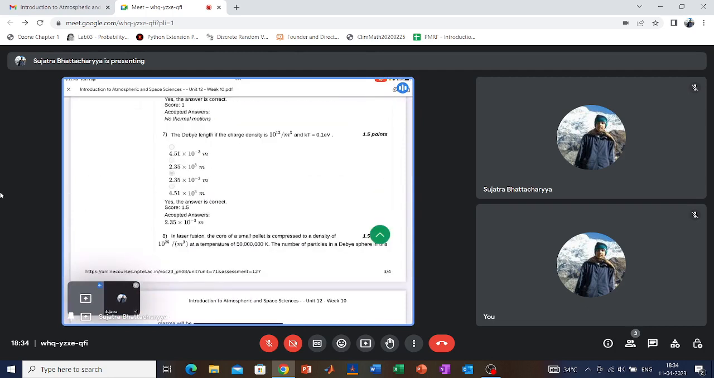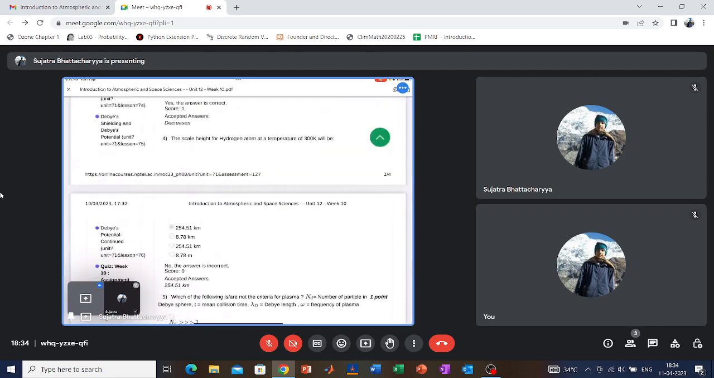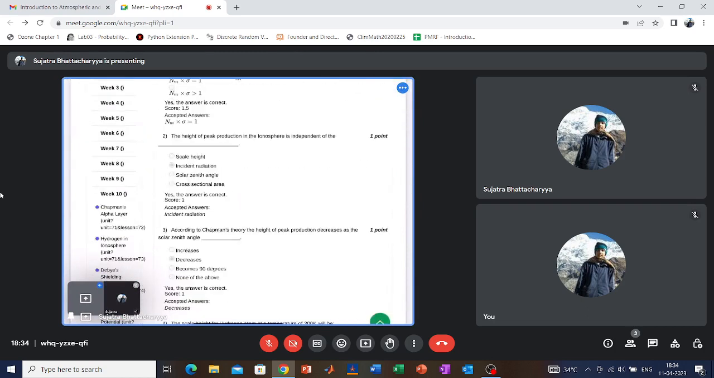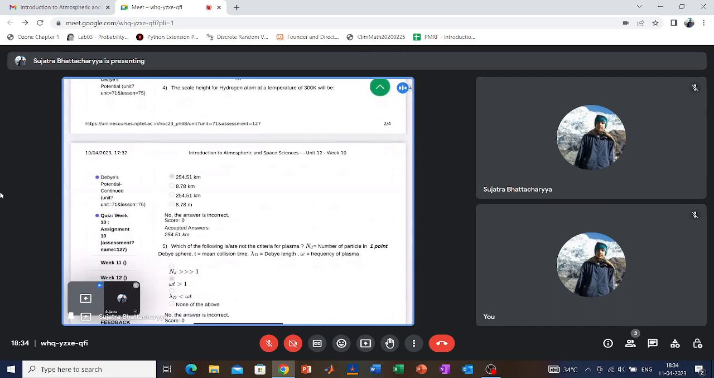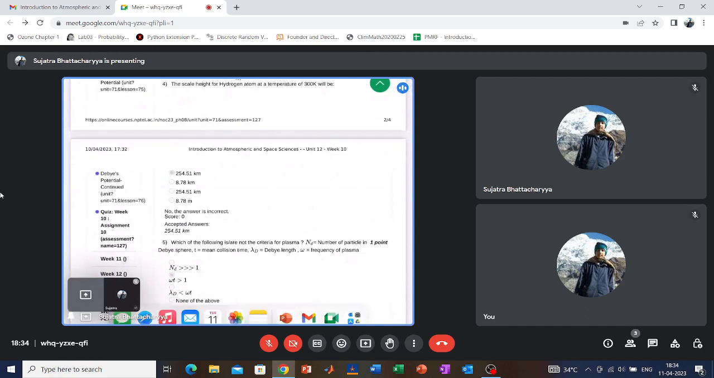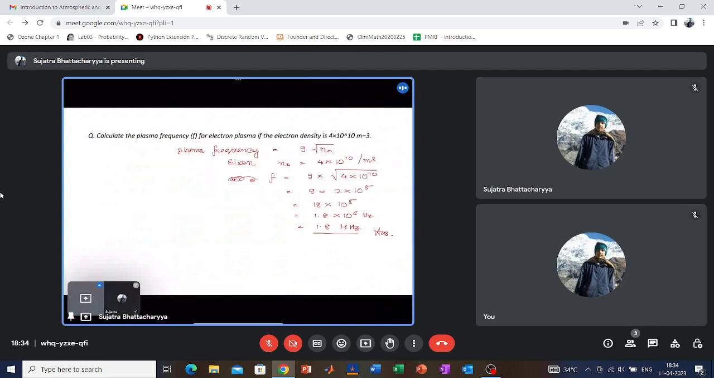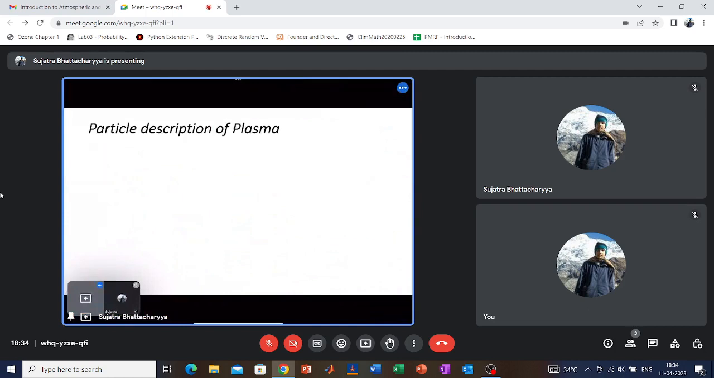So we have seen all the questions of this assignment 10, and now we will go towards the week 11 problems, which will help us to solve the assignment questions for the 11th week. So now we will go to the descriptions of the assignment 11 or week 11 concepts.